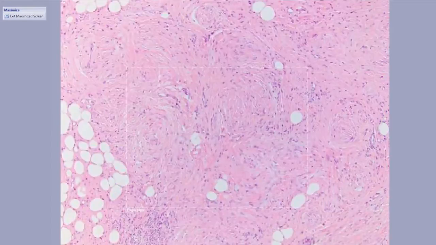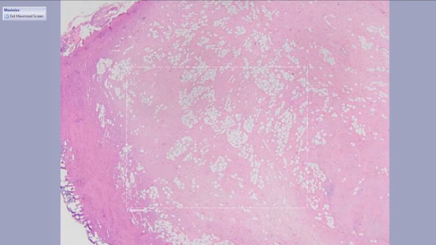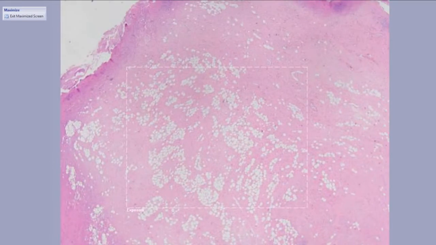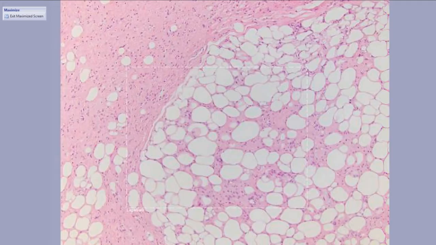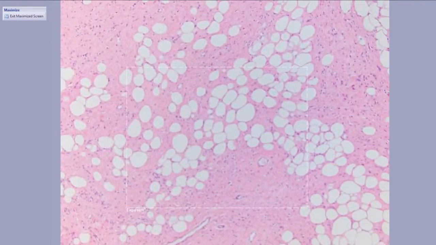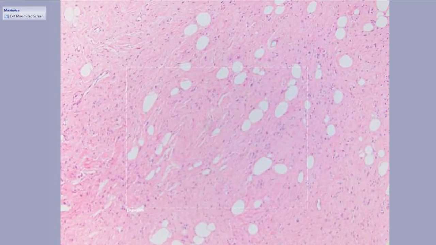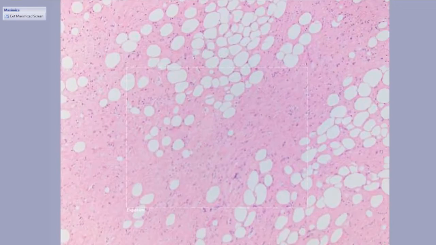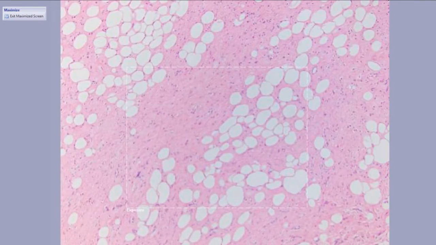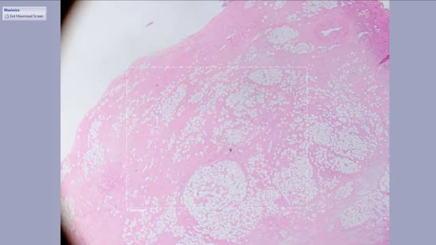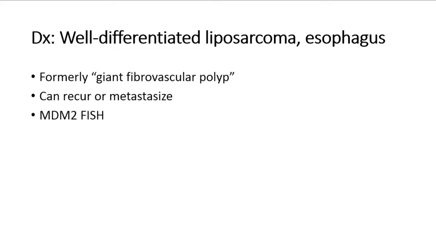But if you get a large mass protruding out into the lumen of the esophagus and you think, wow, this looks like a giant fibrovascular polyp, do a bit more testing, because it is most likely, in fact, a well-differentiated liposarcoma. These patients tend to do well overall, especially if you can get all the way around the lesion. Rarely these can actually de-differentiate. Those patients will do more poorly, unsurprisingly. You might have local recurrence, you might have metastasis, and you might have death from tumor. So well-differentiated liposarcoma of the esophagus. Do MDM2 FISH to confirm this diagnosis.